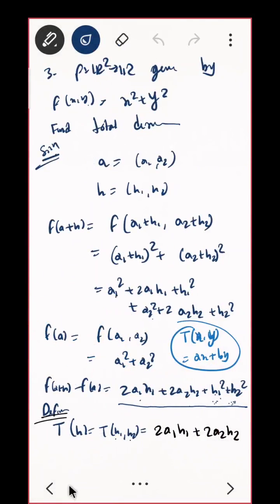Is it clear now? Do you feel confident that you can do this? Can you find the total derivative for any function? Or do you want me to do some more questions? Tell me. Okay, let us do. I'll give some homework and I'll do some of them. Homework: upload it in Google Classroom.